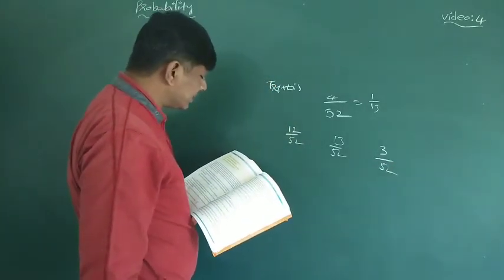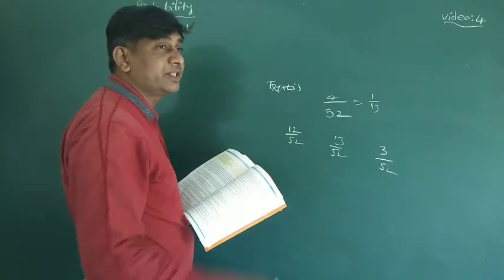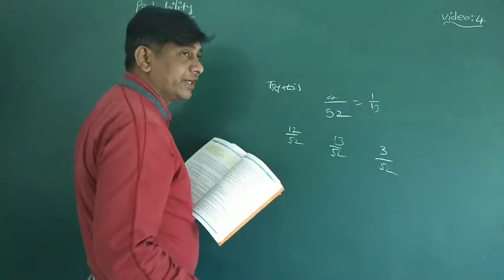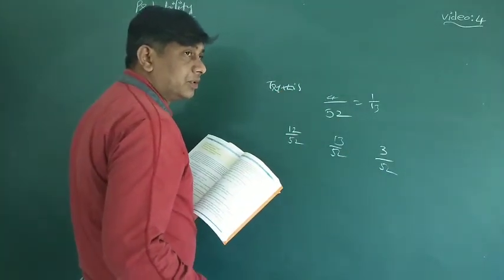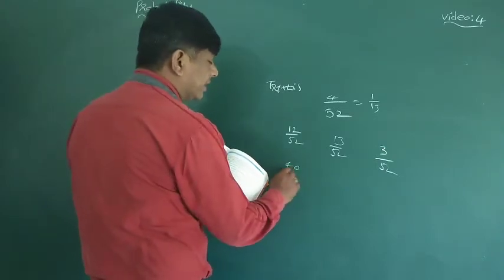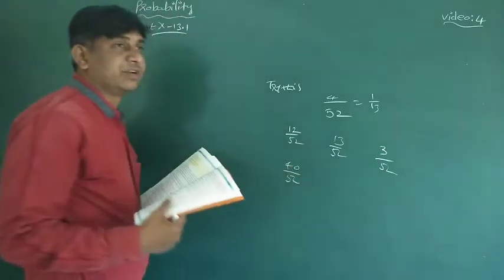What is the probability that it is not a face card? Not a face card means 12 cards removed out of 52. So what is that? 40 by 52. Divide this, simplify and write the answer.